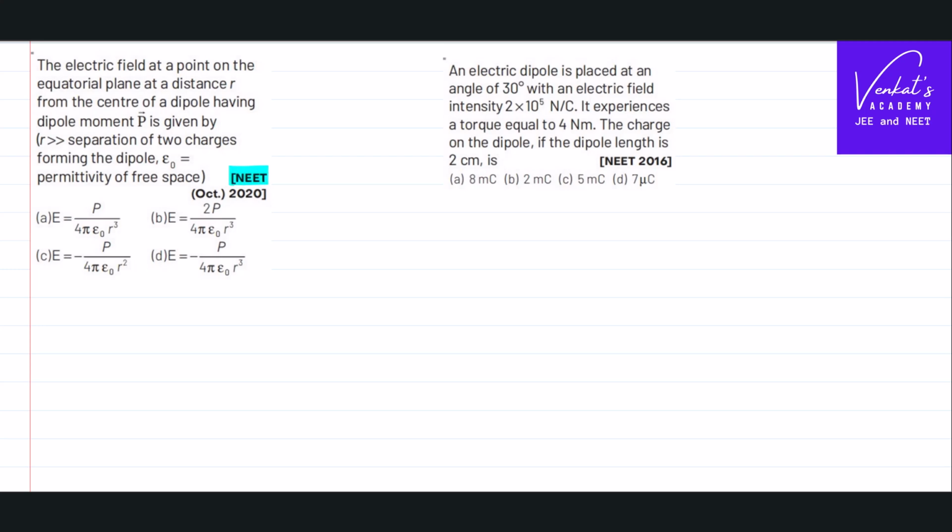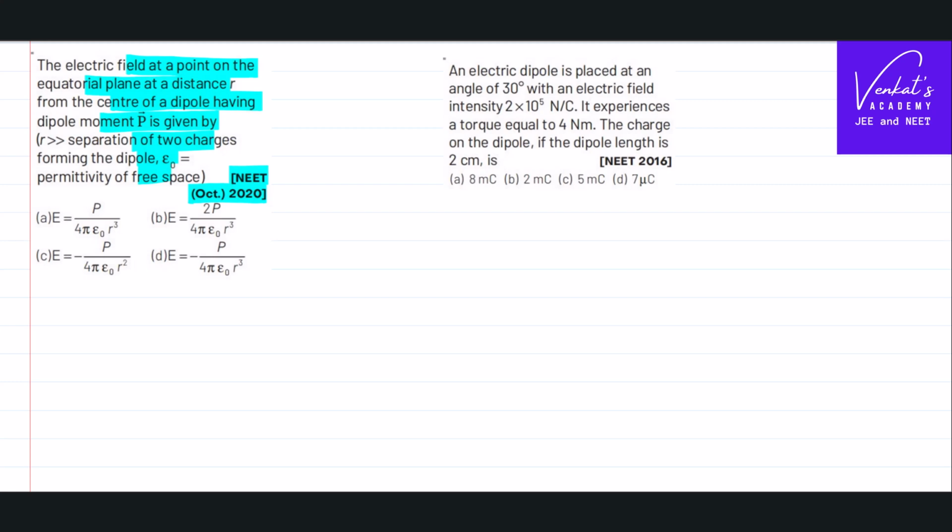This is a NEET 2020 question in electric charges and fields. The question says, the electric field at a point on the equatorial plane at a distance r from the center of a dipole having a dipole moment p is given by. We assume that the separation between the charges forming a dipole is much smaller than the distance of the point where you are calculating the electric field, right.